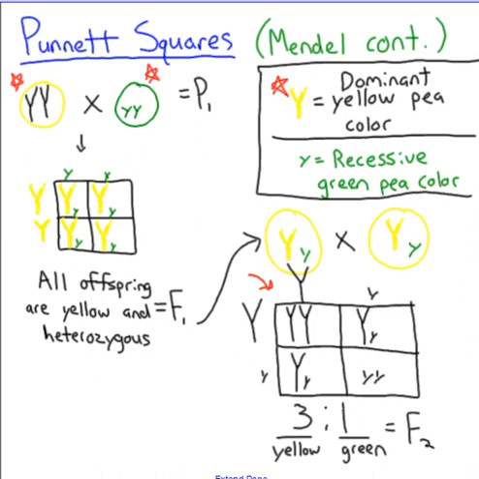And in order to be green, you needed to have 2 of the recessive alleles. So little y, little y. He saw this in the F2 generation and was really impressed. And he saw this too with round and wrinkled, tall and short. So from these results, he was able to conclude that some traits are dominant and some traits are recessive.